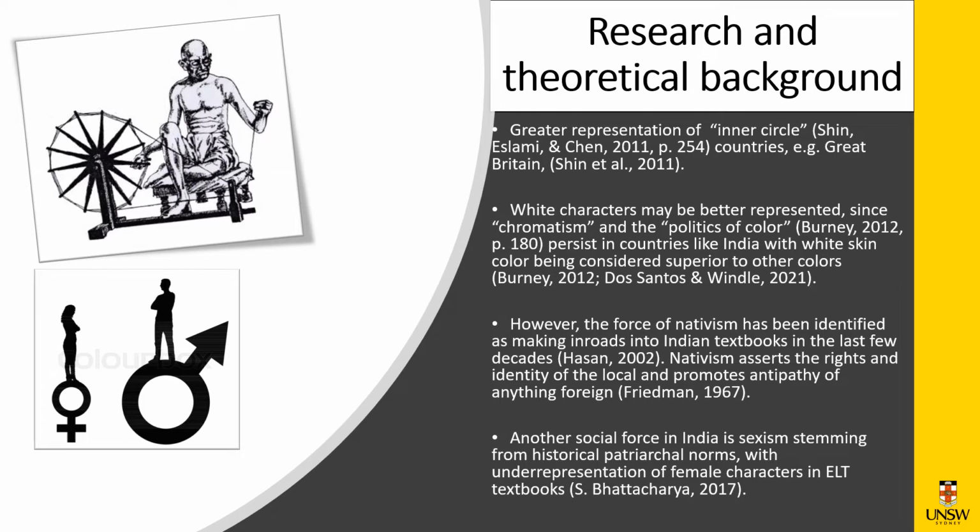Various research and theories inform my research on ELT textbooks. Kachru identified first language English countries as inner circle, and according to research by Sheen, Eslami and Chen and other researchers, a greater representation of these countries can be expected in the ELT textbooks of post-colonial countries. White characters may be better represented since chromaticism and the politics of color persist in countries like India, with white skin color being considered superior to other colors.